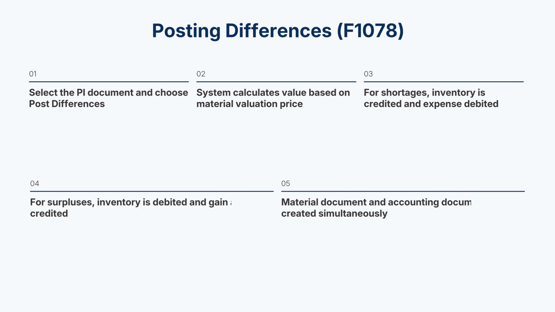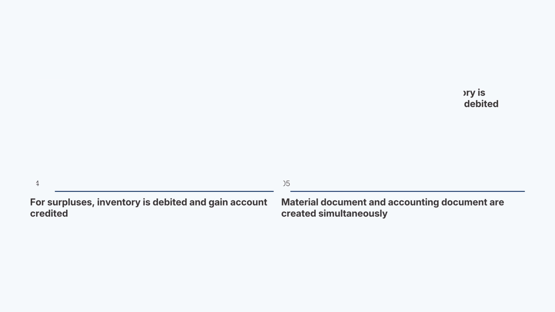Posting differences, F178. Once reviewed, open post differences, F178. The system determines value based on the material's valuation price. When posting, SAP automatically creates both a material and accounting document. Shortages reduce stock and debit expense accounts. Surpluses increase stock and credit adjustment gains. All movements are recorded in real time.